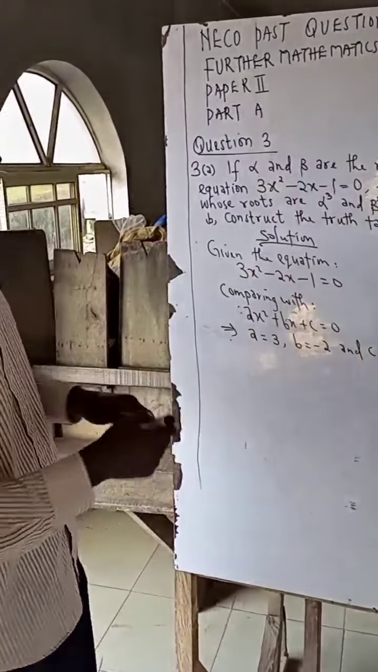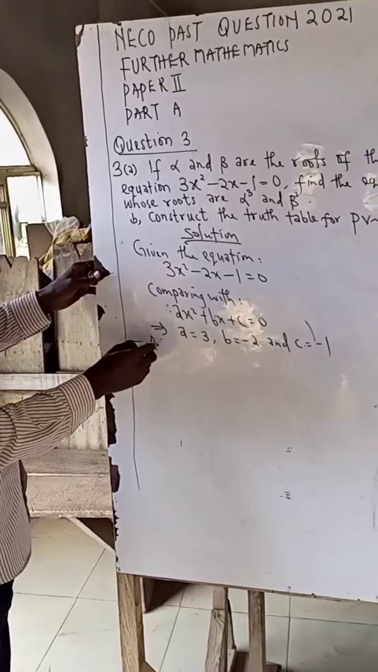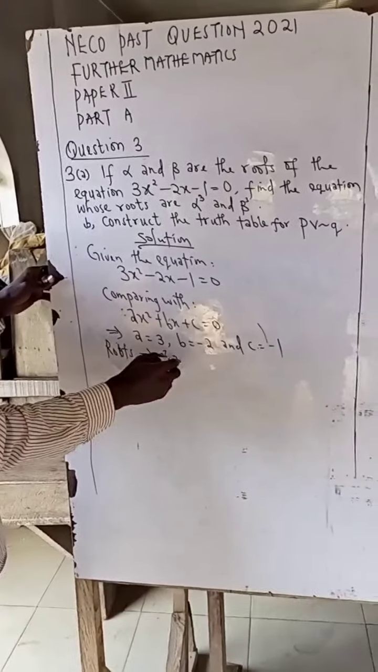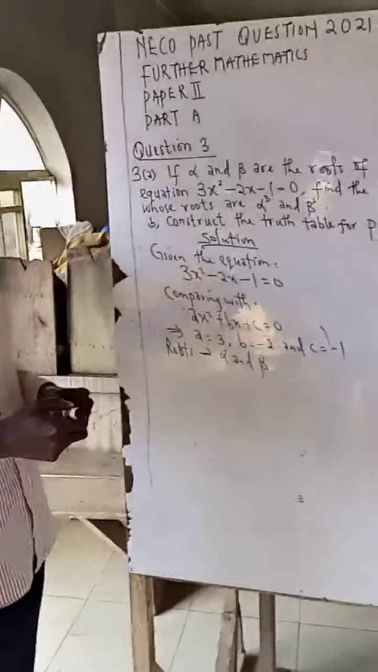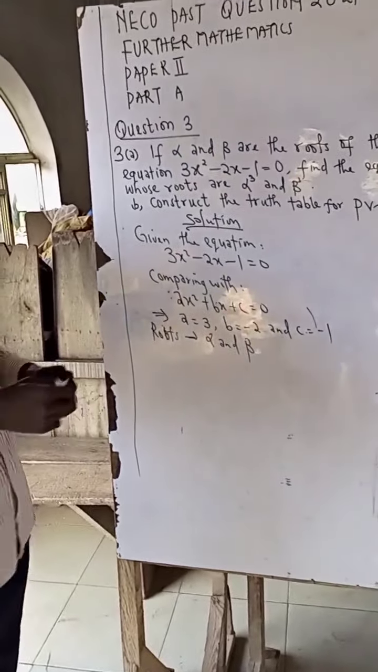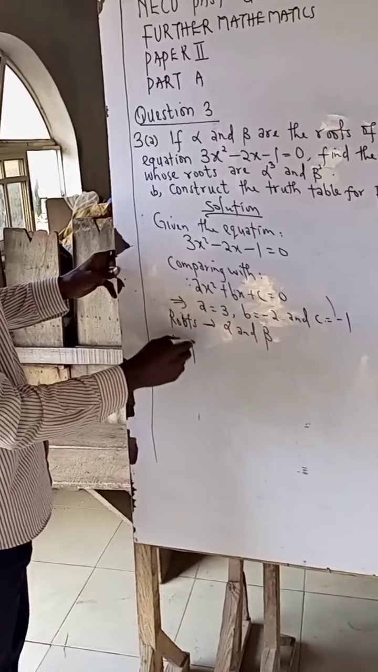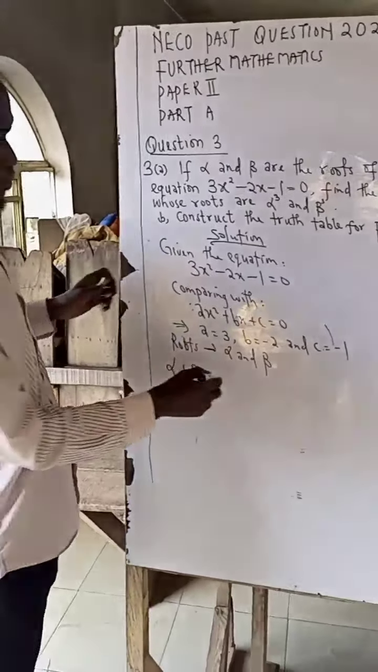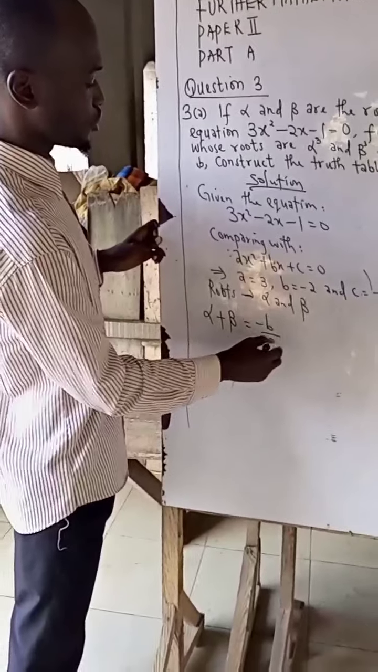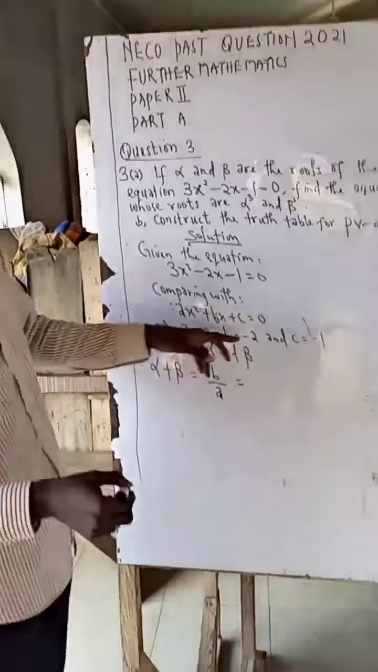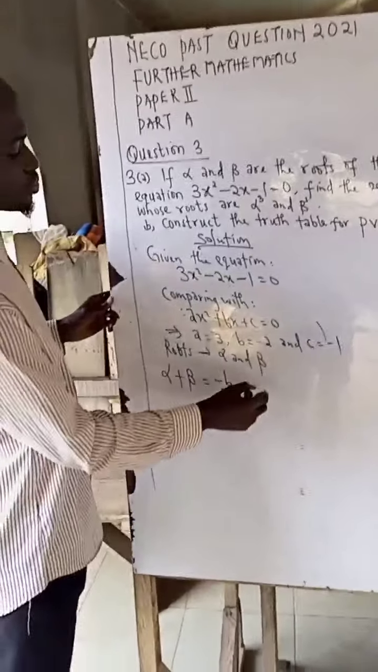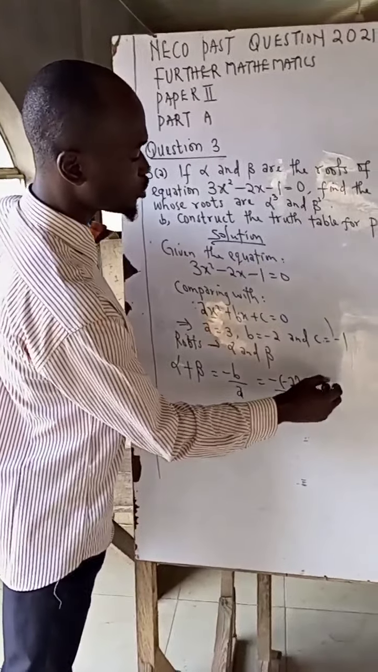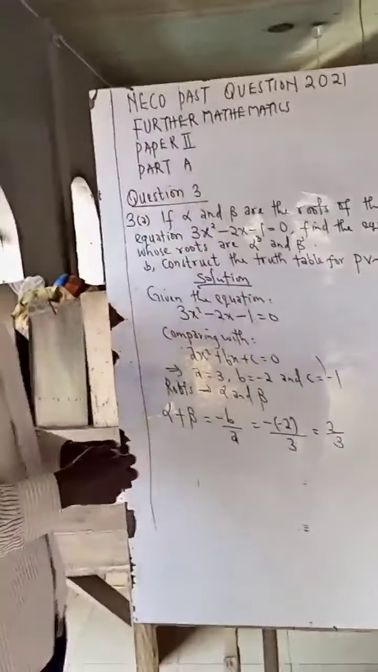Now, the roots given from the question are alpha and beta. We have to take the sum of roots, which is alpha plus beta. Then we have a standard formula for alpha plus beta, which is minus b all over a. So we come to the value of b and substitute. That's minus 2 all over a, which is 3. So that will give me 2 over 3. That's the value of alpha plus beta.